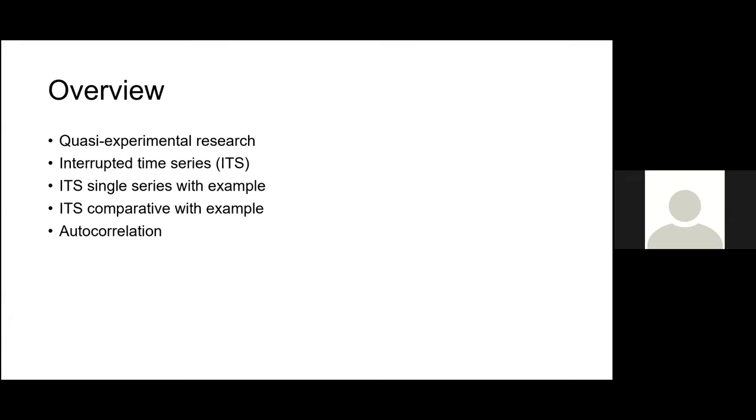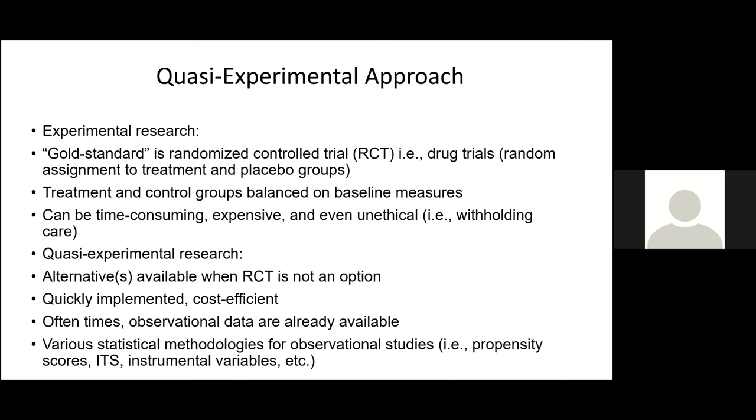quasi-experimental research and interrupted time series, and I'll try my level best to give a few examples. May not be exhaustive, but for curious minds who want to use this going forward, we can have a chance to talk a little bit more. So I wanted to say that the interrupted time series analysis is one of the quasi-experimental approaches to estimating impacts or effects of programs or effects of interventions.